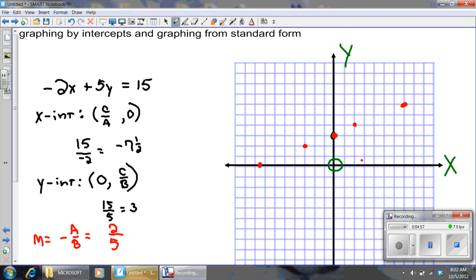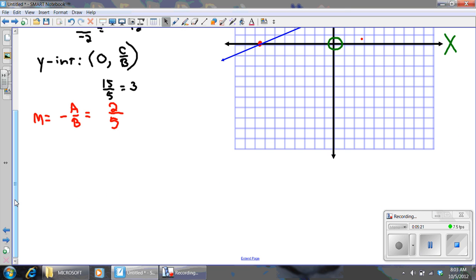Okay, and I'm going to go ahead and draw my line, and watch this. I'll bet you that this line goes through all those points that I marked. There we go. It's going right through all of them. I'll change it so it stands out a little bit better. And there you go. So that's graphing from standard form.